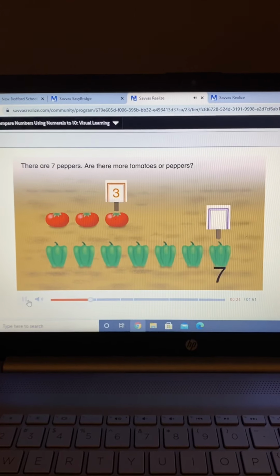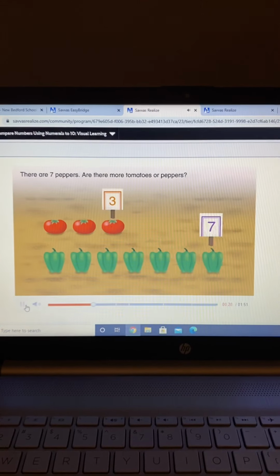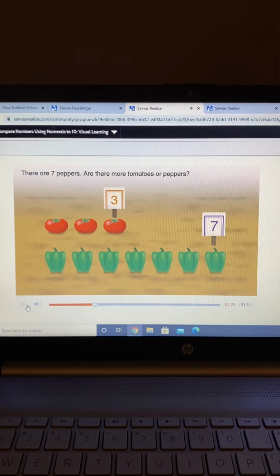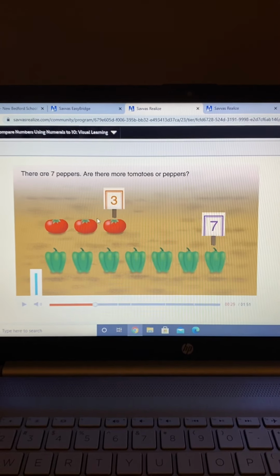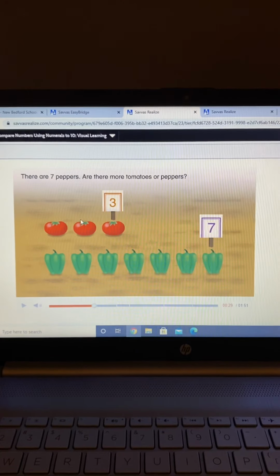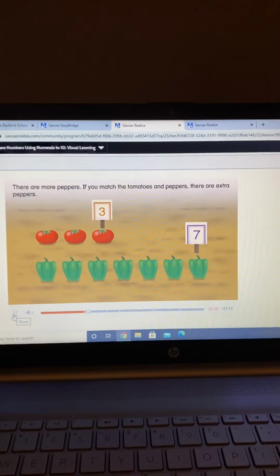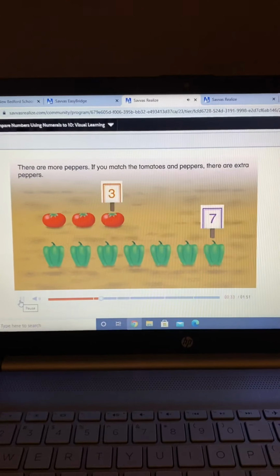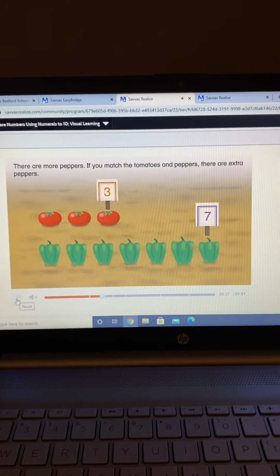There are 7 peppers. Are there more tomatoes or peppers? What do you think? You think there are more tomatoes or more peppers? You can see with your eyes and you can use the numbers to compare. There are more peppers. If you match the tomatoes and peppers, there are extra peppers.